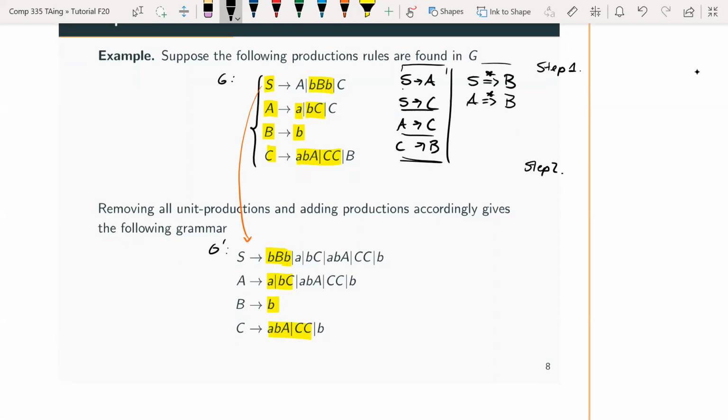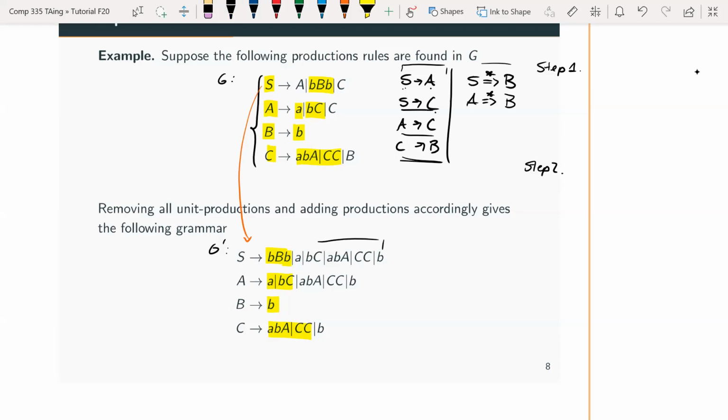So now what's the next step? The next step is I take all of the unit productions. So in this case, S gives me A, S gives me C. And then in this production rule for S, I replace them with all of the non-unit productions that I can find. Okay.